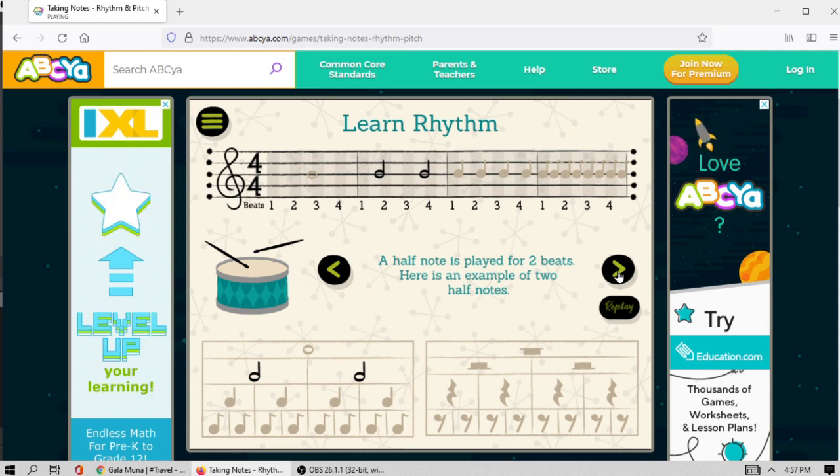A half note is played for 2 beats. Here is an example of 2 half notes. A quarter note is played for 1 beat. Here is an example of 4 quarter notes.